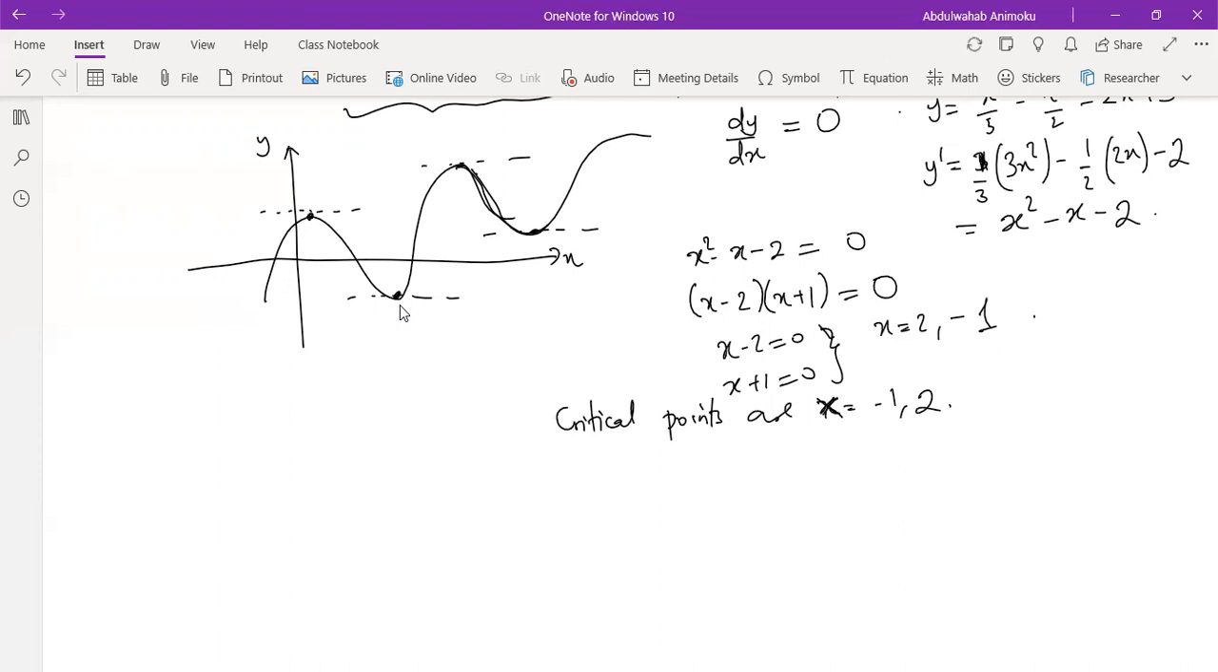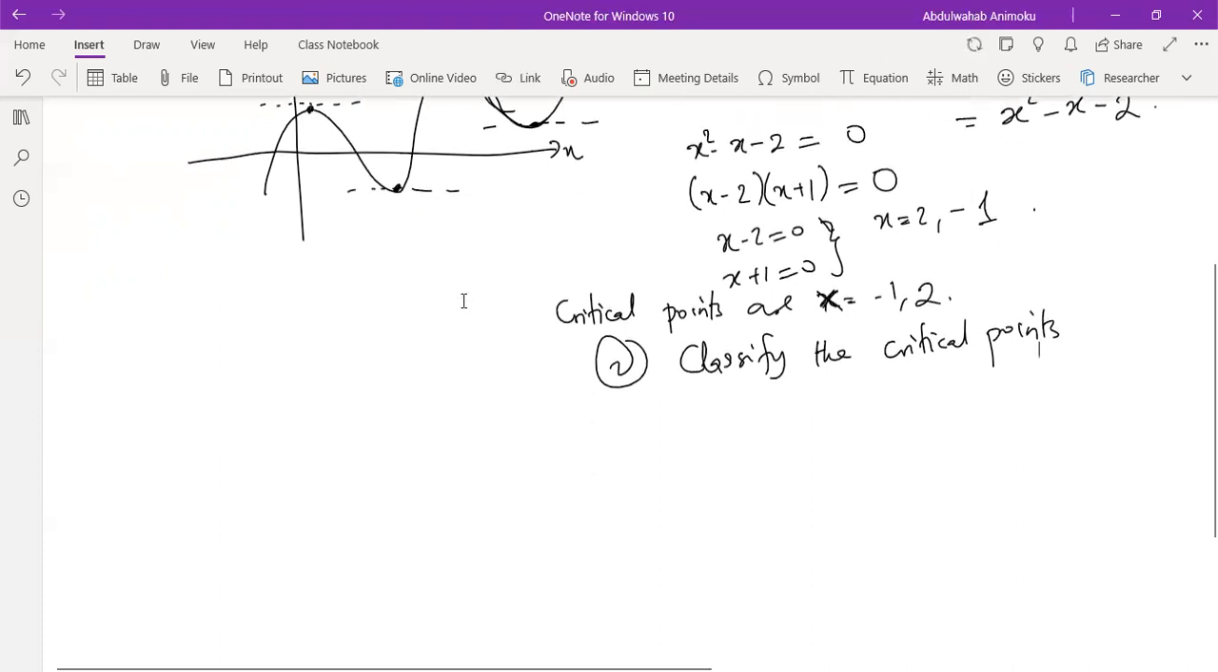Now, when you have this, the next step is to classify the critical points. Let's quickly classify them into being maximum, minimum, or saddle points, okay? There are two ways to do this. The first method, which is what I'm going to explain now, is the second derivative test.